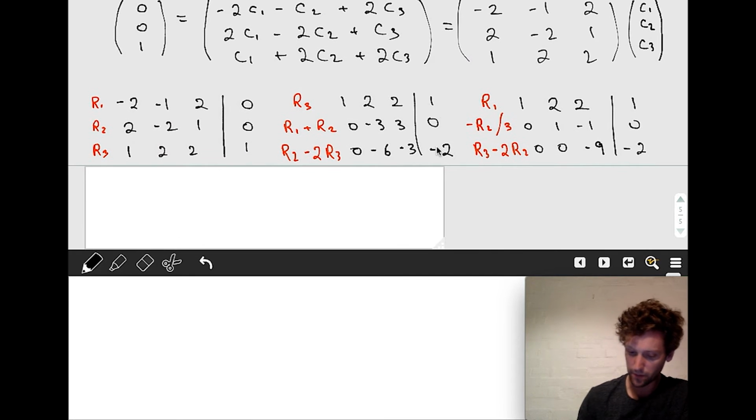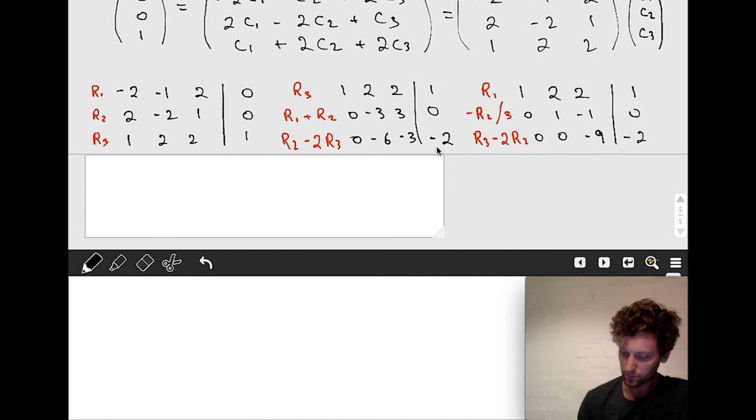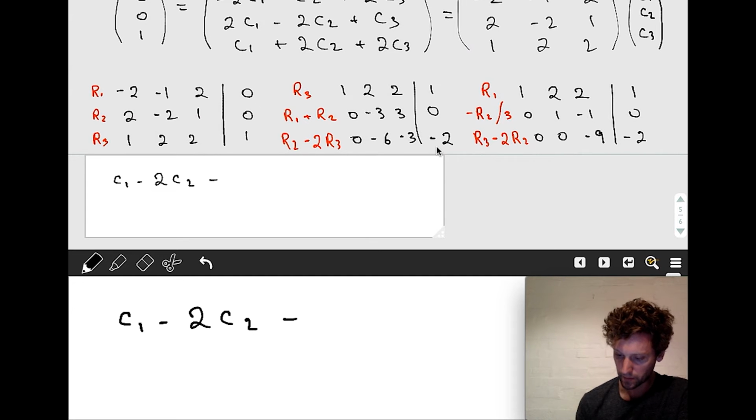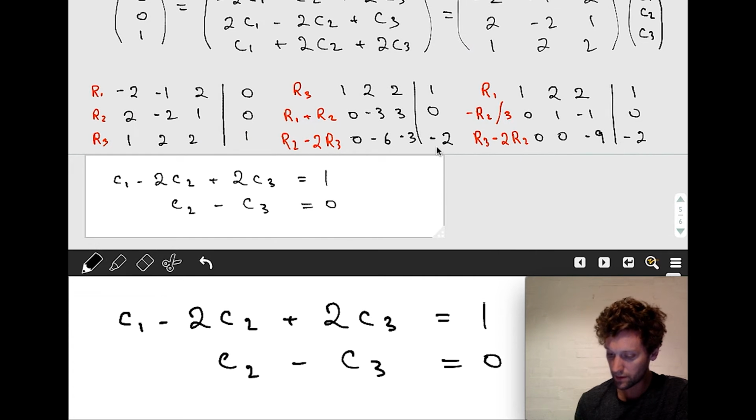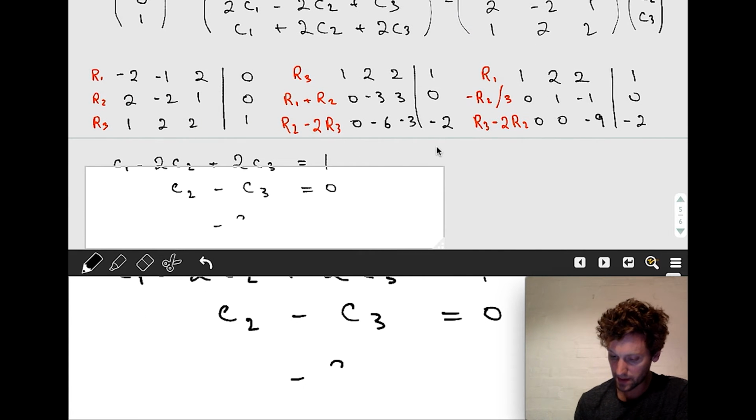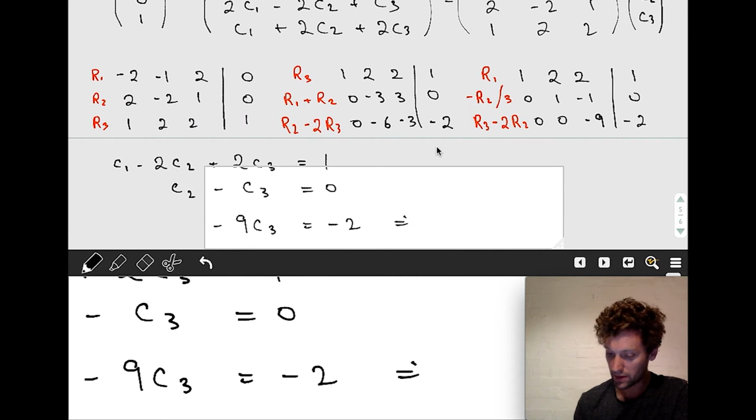So I can write this as my top equation is going to be C1 minus 2C2 plus 2C3 is equal to 1. C2 minus C3 is equal to 0, and I've got minus 9C3 is equal to minus 2, and now I can solve by back substitution. So C3 is equal to minus 2 divided by minus 9, so 2/9.